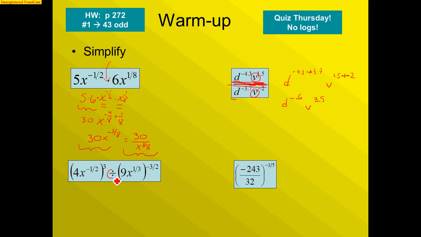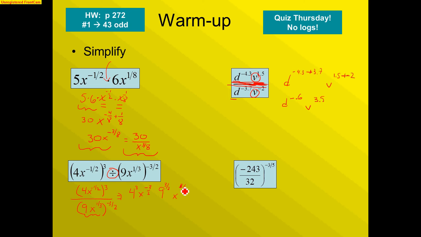This is also a division, right? So it is actually 4x to the negative 1/2 cubed divided by 9x to the 1/3 all to the negative 3/2. But since this is a negative exponent with 9x to the 1/3 as the base, remember I can use my rules and just say this is 4 to the 3rd, x to the negative 3/2, 9 to the positive 3/2, and x to the positive 3/6, which is also 1/2, right?